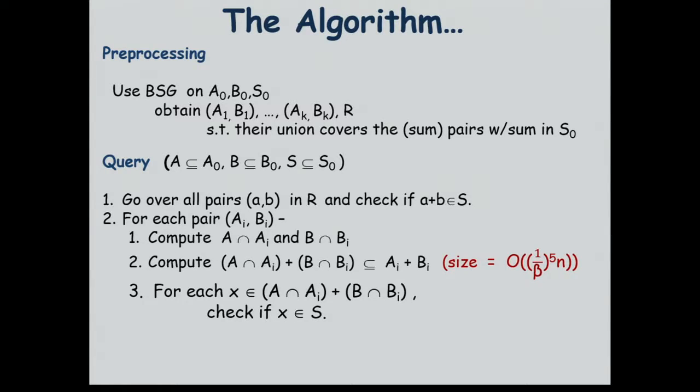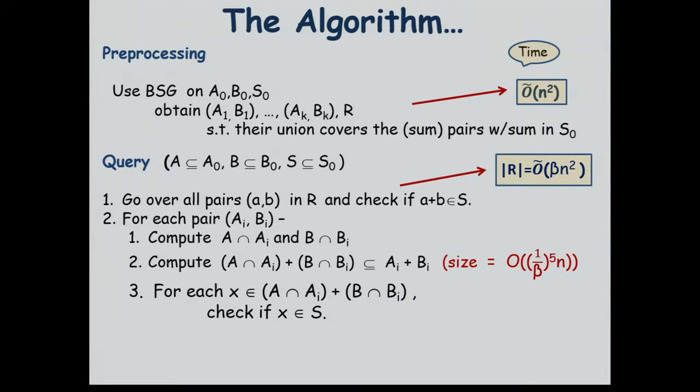So how much time does this take? For the initial BSG, we mentioned that we could do it in n squared time, and this is exactly what we do. We use our construction of the BSG theorem. I'm speaking about the randomized solution here. And then afterwards, we go over all the pairs in R, but R itself is not too big. It's beta of n squared, so that's easy enough. You compute this in simply linear time.